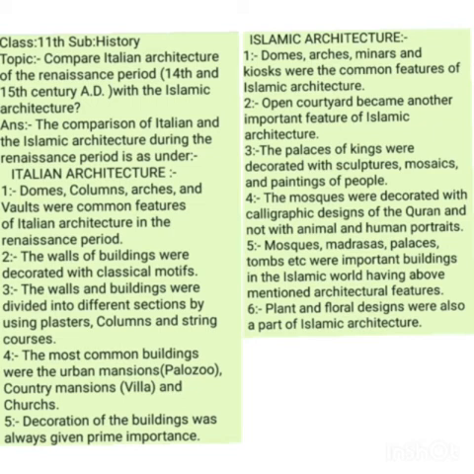Number five, Islamic architecture was mostly visible in religious buildings such as mosques and madrasas, and also palaces and the courts of the kings. Number six, plant and floral designs were also a part of Islamic architecture.